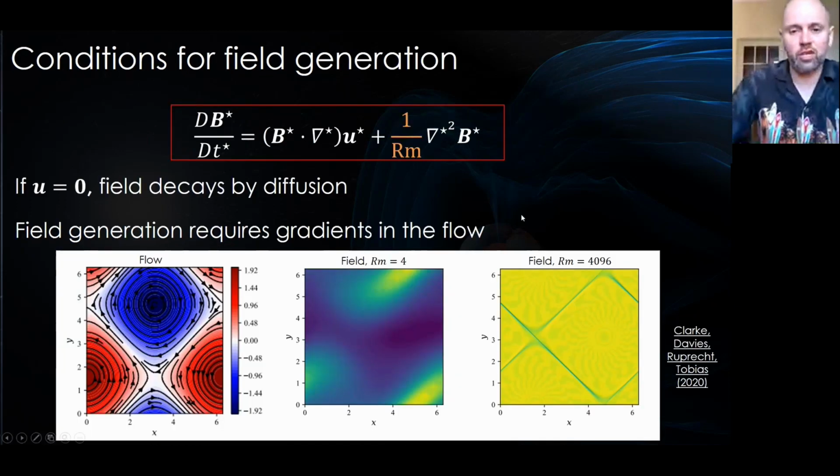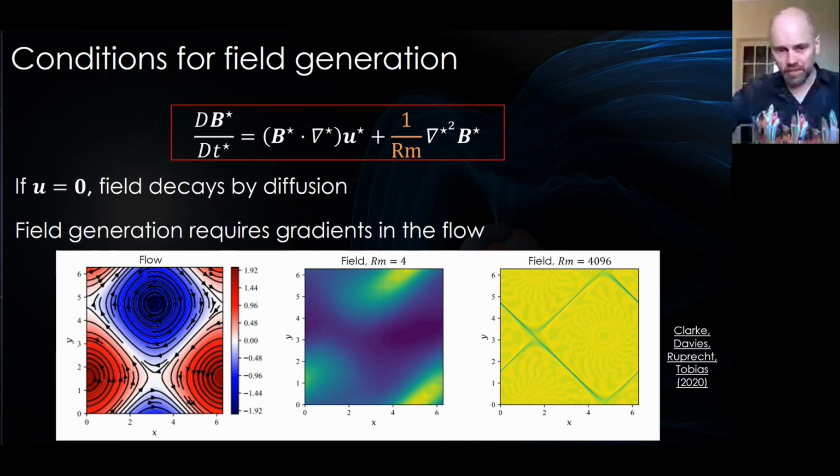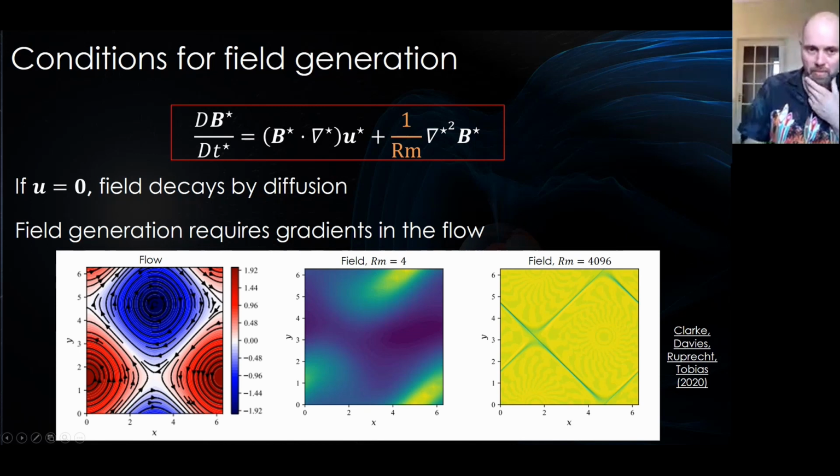Okay, so here's the equation. The first thing that you notice about this is if you set the velocity u equal to 0, you end up with a diffusion equation. And that tells you that if u is 0, the field will decay by diffusion. Any field that you put in will decay away in a diffusion time. So you've got to have some u. The velocity is crucial to generating the magnetic field.